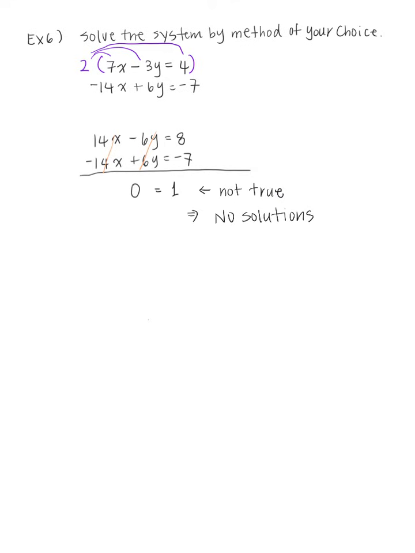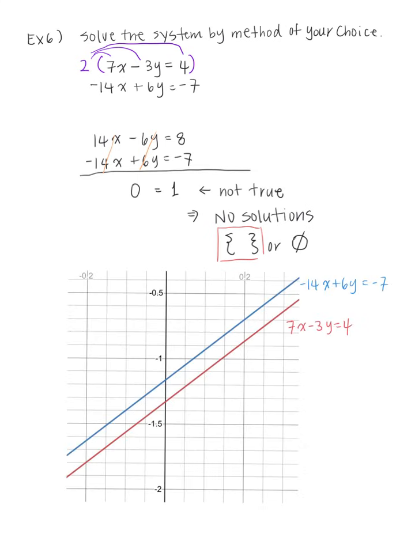And the notation for that is usually a curly bracket with nothing in it, or a circle with a slash. But I will try to avoid the circle with the slash because some of you write it just like a 0. So I would just go with the curly bracket with nothing in it, or spell out no solutions, fine. Okay, so let me just box that. So here's the actual graph of 7x minus 3y equals 4 and negative 14x plus 6y equals negative 7. So graphically, it verifies that there is no solution to this system.